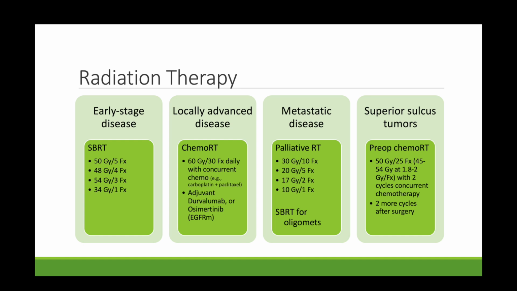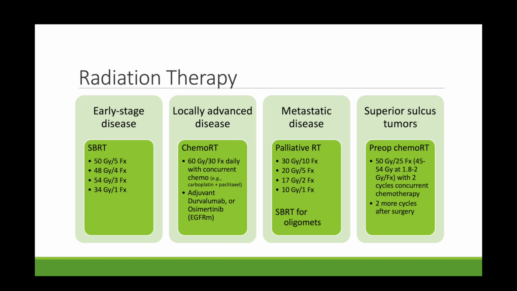If they have early stage disease that's technically not possible to be treated with SBRT, so for example, if they have an ultracentral tumor that's not safe to be treated in just 5 fractions, we can still treat them with an ablative dose of radiation. We do it in more fractions, so 8 to 15 fractions. But early stage disease, we can just treat them with radiation.